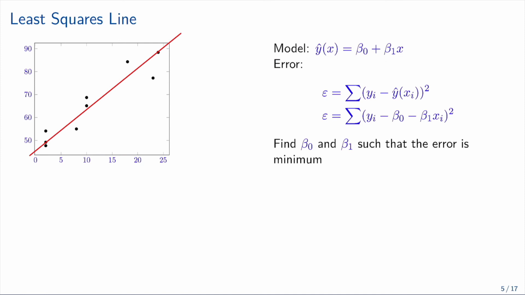Now, from all the possible lines that we have, the one that we want is the one that minimizes the error. And the error can be measured as the distance between the predicted value and the observed value. For example, in this case we have xi, and this is the observed value, yi, and this is the predicted value, y hat of xi. So this distance is the error for one observed value, and we want to take the sum of all of them.